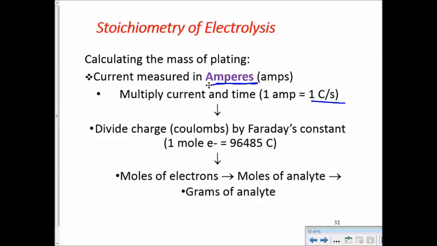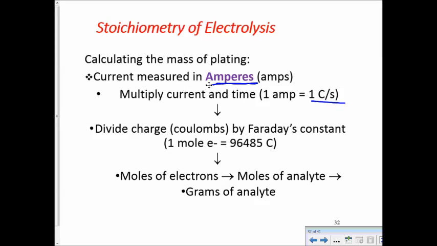Amps times seconds should give you the coulombs. Okay, so now we're answering the next question. Now, looking at that, you divide coulombs by the Faraday's constant. What are you going to get? You're going to get the moles of electrons. So that's the next question, getting the moles of electrons.